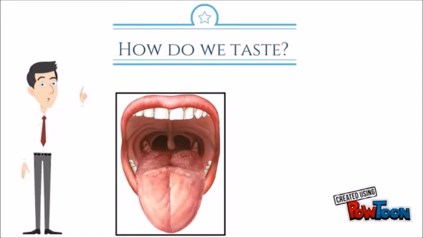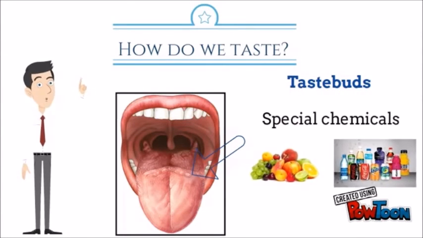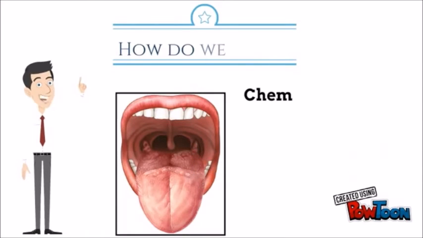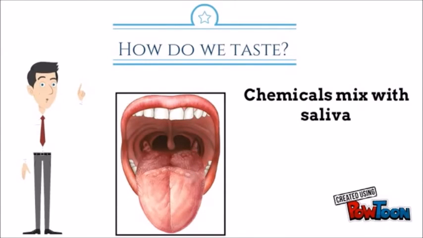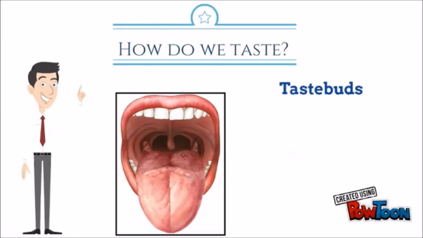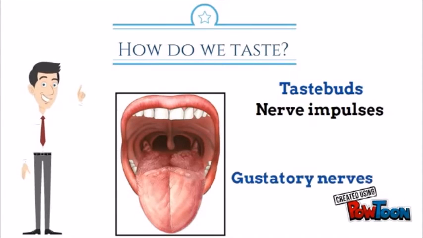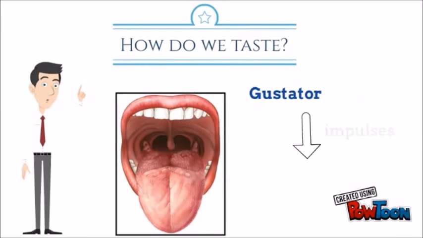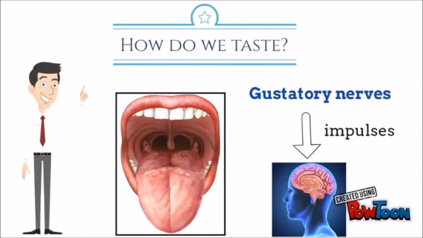The tiny pink bumps on your tongue are called taste buds. They can detect special chemicals in the things that you eat and drink. Chemicals mix with saliva, and then taste buds detect them. The taste buds produce nerve impulses and transmit them to the gustatory nerves. These nerves then transmit the impulses to the brain, which interprets the information.